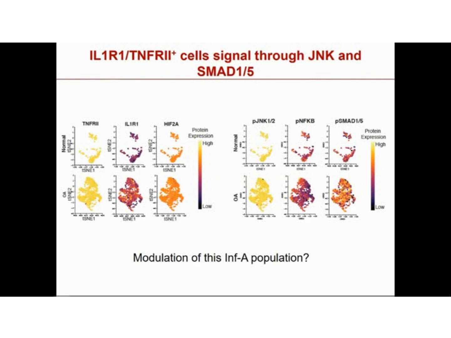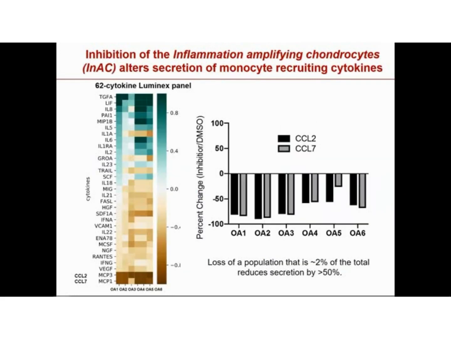So when we used a JUNC inhibitor in 6 additional OA patients, not from the original cohort, this is a different validation cohort, lo and behold, when we looked at a 62 cytokine Luminex panel, what we saw was that clearly CCL2 and CCL7, the monocyte recruiting cytokines, were greatly reduced in these OA cells upon treatment with the JUNC inhibitor. And this was impressive because the loss or inhibition of a population that is only 2% of the total population reduced the secretion of these cytokines by around 50%.